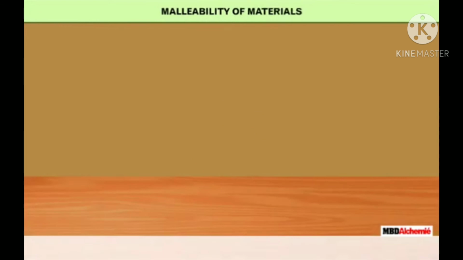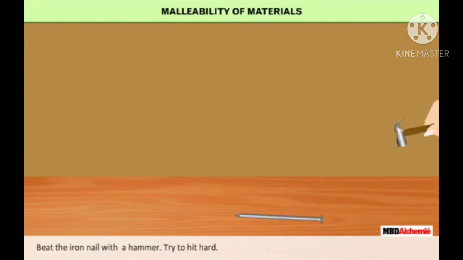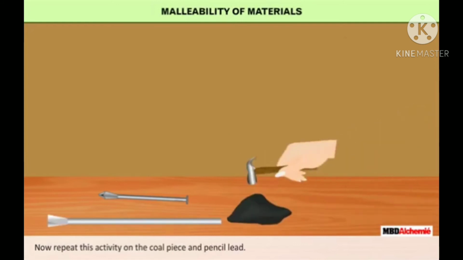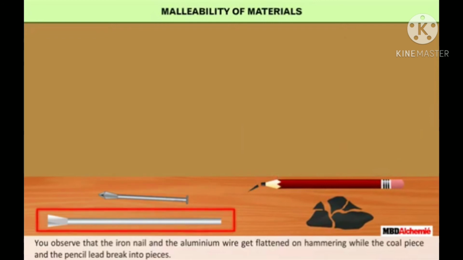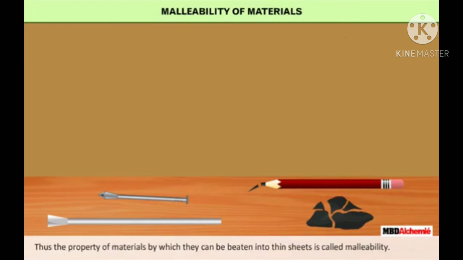Malleability of materials. Let us do an activity to demonstrate malleability of materials. Take a small iron nail, a coal piece, a piece of thick aluminium wire, and a pencil lead. Beat the iron nail with a hammer. Try to hit it hard. Now hit hard the aluminium wire. Now repeat this activity on the coal piece and pencil lead. You will observe that the iron nail and the aluminium wire get flattened on hammering, while the coal piece and the pencil lead break into pieces. Thus, the property of materials by which they can be beaten into thin sheets is called malleability.